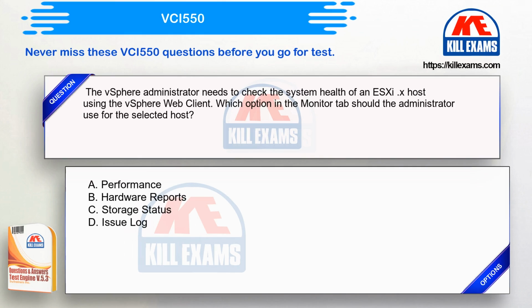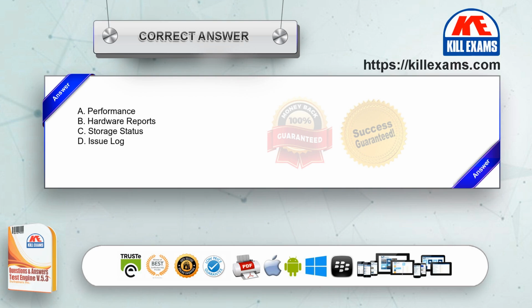The vSphere administrator needs to check the system health of an ESXi host using the vSphere web client. Which option in the Monitor tab should the administrator use for the selected host? Option A. Performance. Option B. Hardware reports. Option C. Storage status. Option D. Issue log. The correct answer is option A.